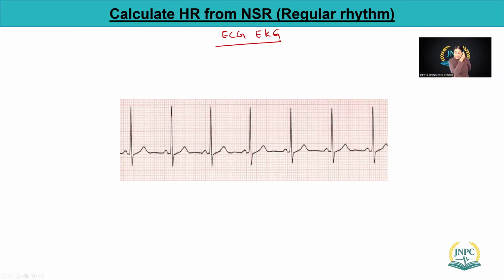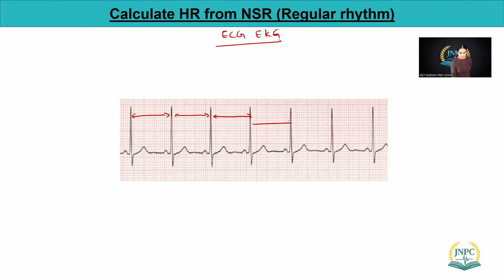Okay, ECG, EKG, same. So if they give you a 6-second strip and you have to calculate the heart rate, first of all, determine whether it is regular or irregular. Always, this is going to be the first question that you should be asking yourself. Is it regular or irregular? What do you think? For regular, how do we say that this is regular? Look at that gap between R to R.